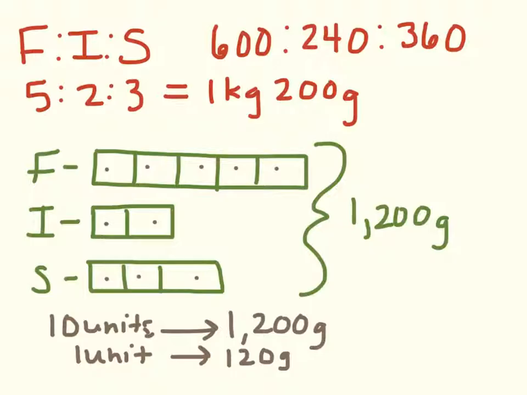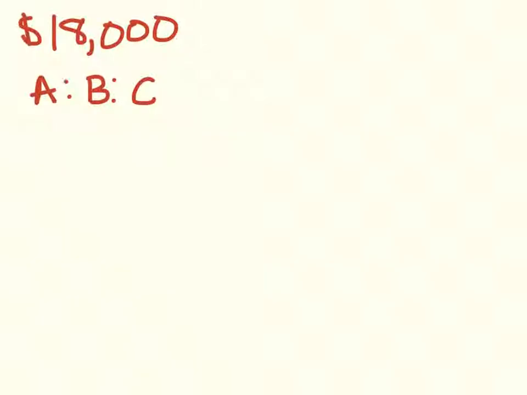Now let's try a practice problem. With this practice problem, once again, I'll help you set up the bar model, and then I'm going to ask you to complete the computations on your own. A school raised $18,000 at a charity fundraiser. The money raised was shared among 3 different charities, A, B, and C, in the ratio of 1 to 2 to 3. So how much money did each organization receive? Let me help you get started by drawing a bar model.